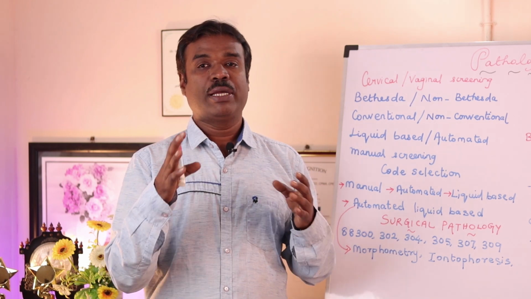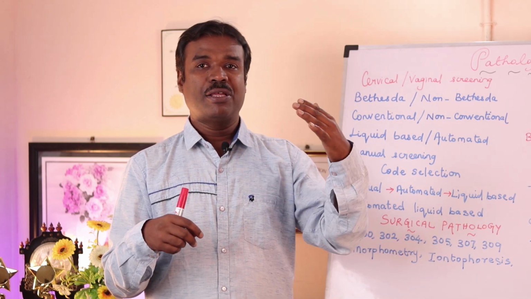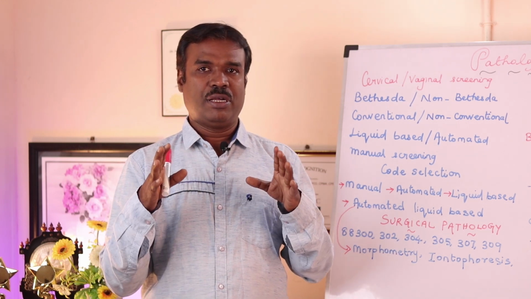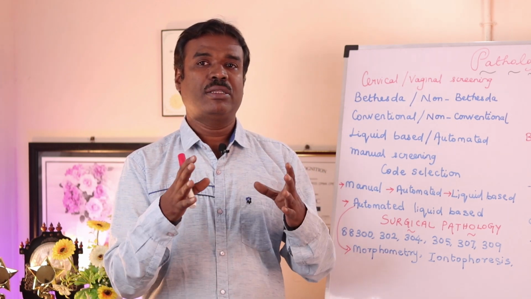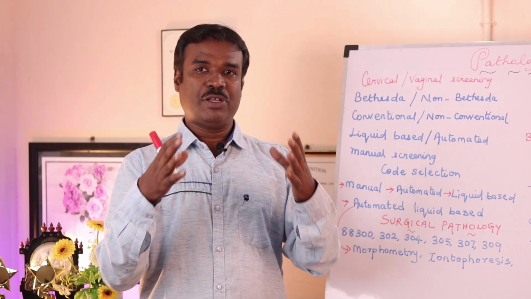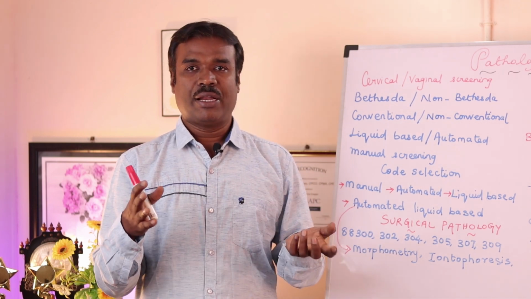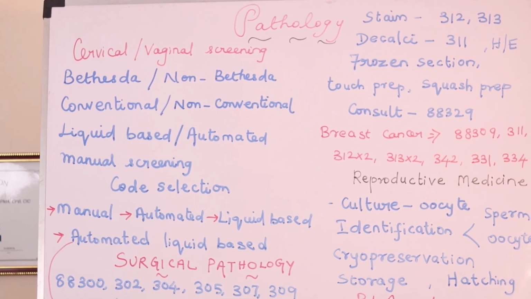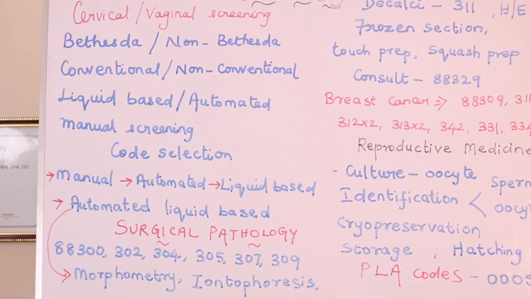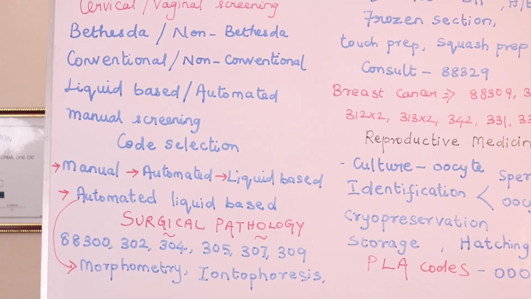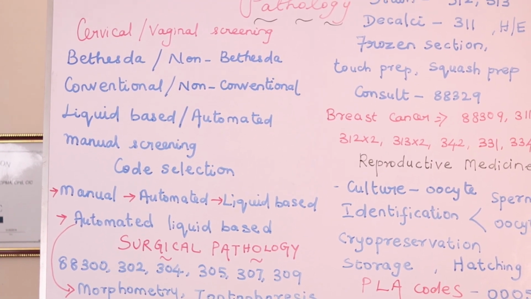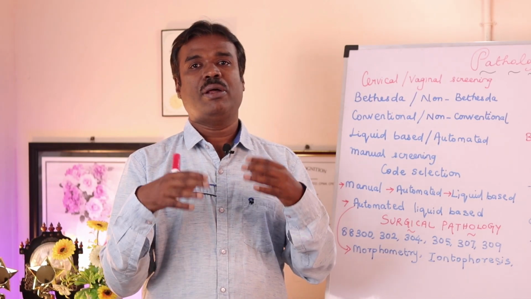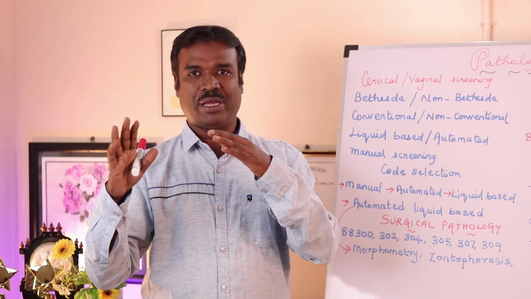We are going to have two major classifications: the Bethesda system and the non-Bethesda system. This is a method of reporting the results of the cervical and the vaginal cancer screening. For example, in the Bethesda system, if a person is negative or there is no cell abnormality, the result says it is negative for intraepithelial lesion or malignancy. So this is how they report it.